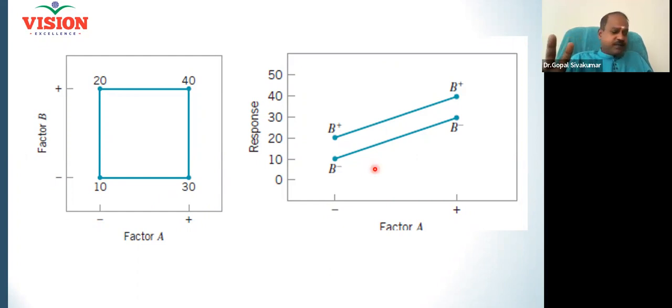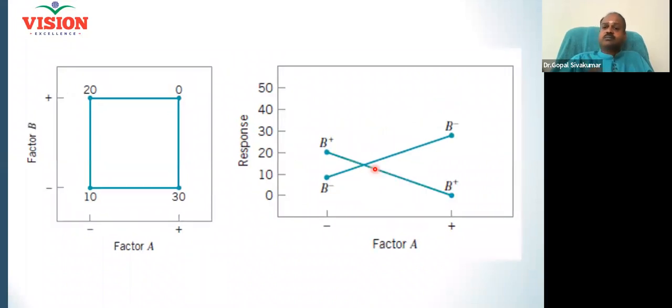If there are two factors and there is no interaction, how many effects will there be? Only two effects: main effect of A and main effect of B. But if there are two factors and there is interaction, how many effects will there be? Main effect of A, main effect of B, and a third one, the interaction effect called AB. Hope all of you understand my language.